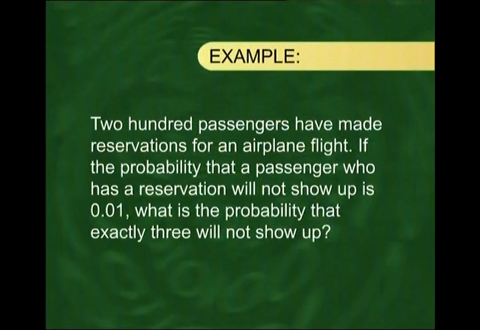200 passengers have made reservations for an airplane flight. If the probability that a passenger who has a reservation will not show up is 0.01, what is the probability that exactly 3 of these 200 will not show up?